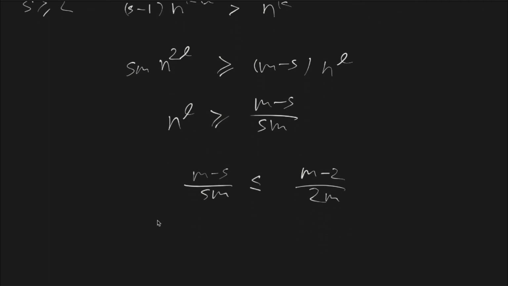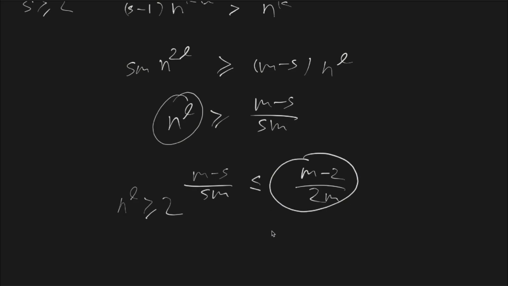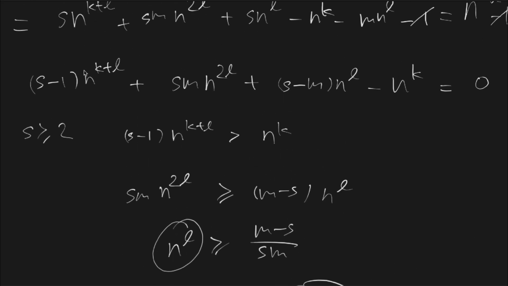And since we have that n to the l is greater than or equal to 2 like last time, this thing is obviously less than 2. And so we can get our bound like this. Alright, so that's confirmed. So, like last time, we must have s equal to 1.